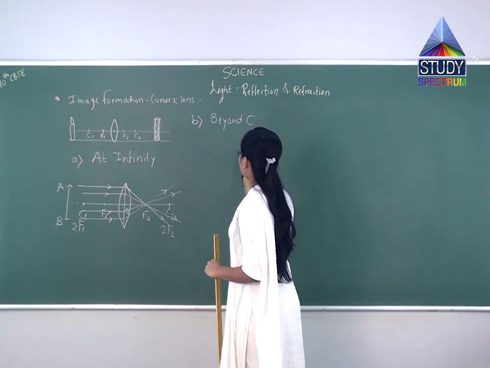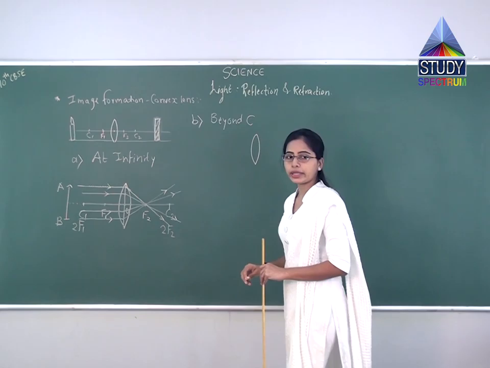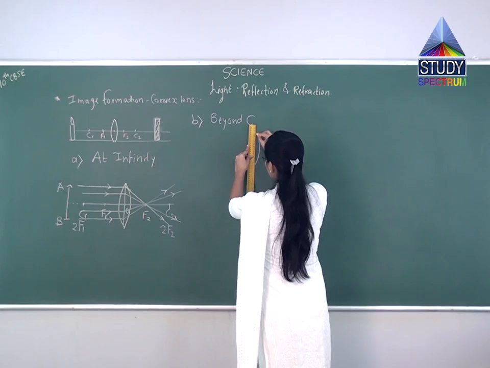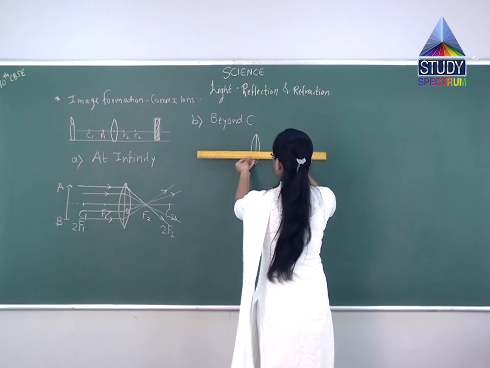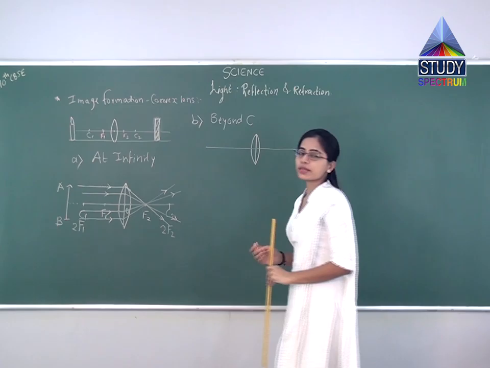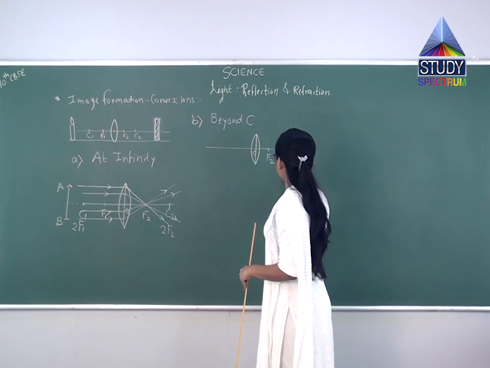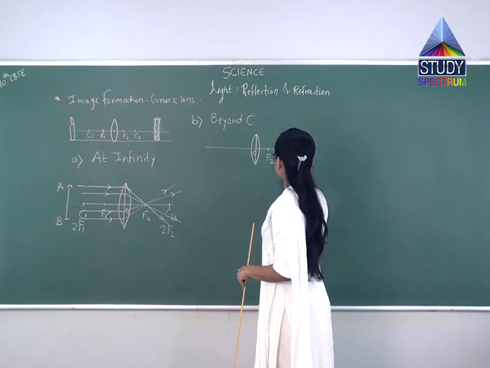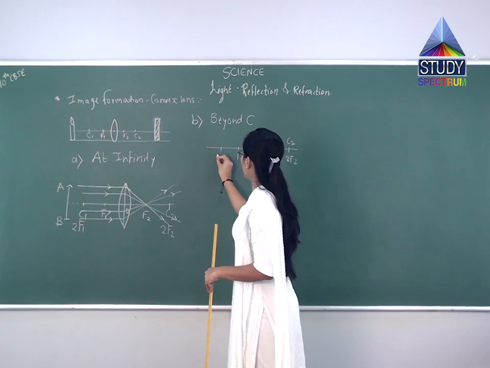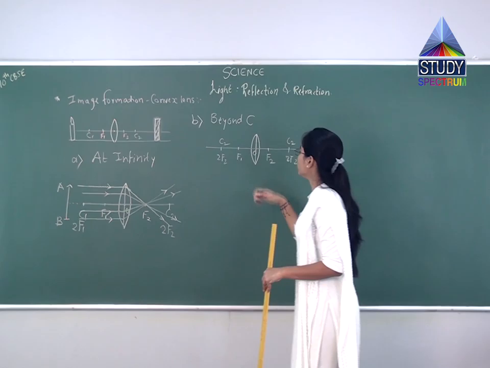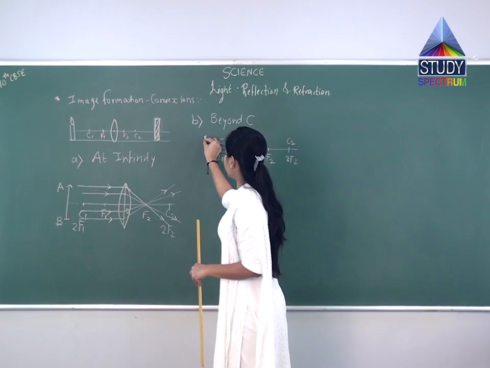Again, this is the convex lens that we are using here. This is the principal axis with origin O. Again, I will write C2 here and 2F2 here. Similarly, F1, 2F1 here and C1 on the other side. So this is the convex lens. Now you will place your object here like this. Suppose the name of the object is AB.